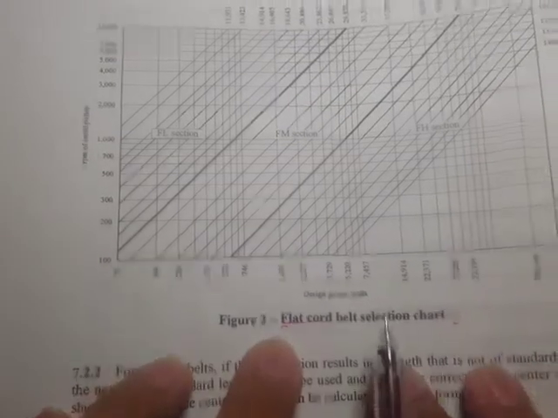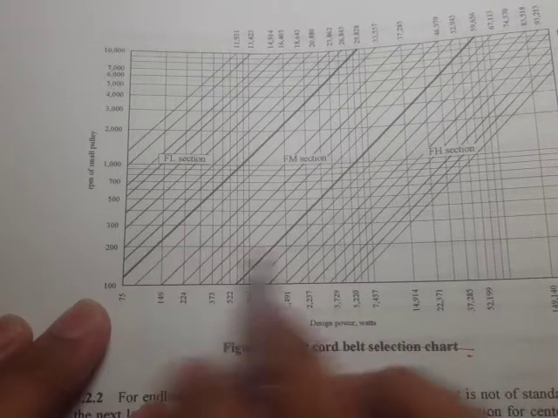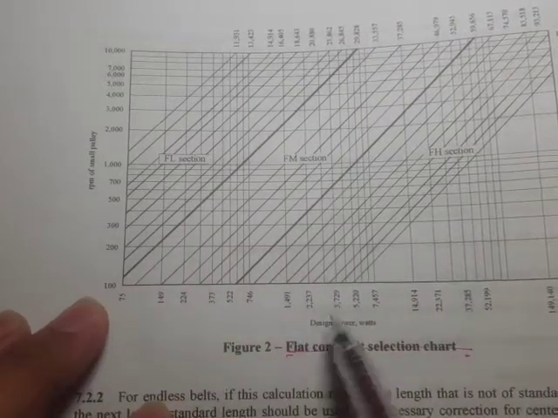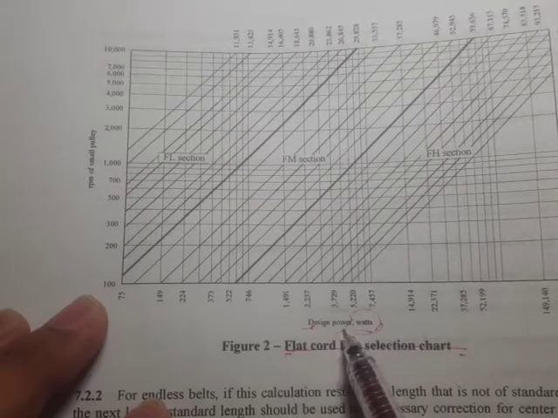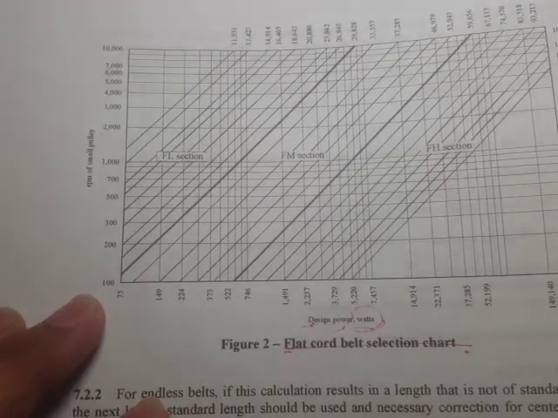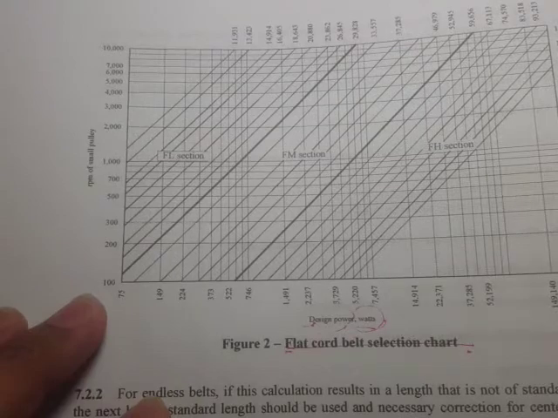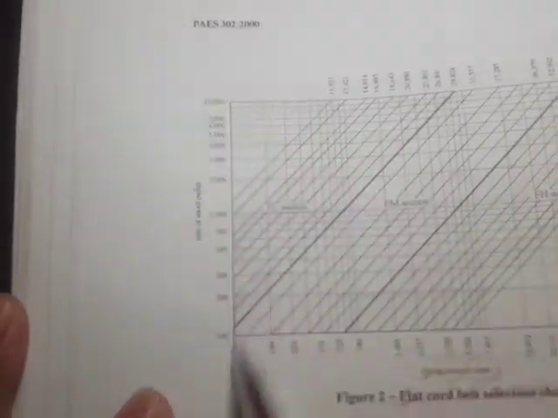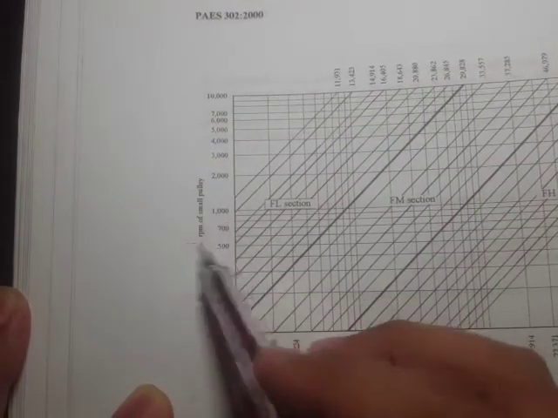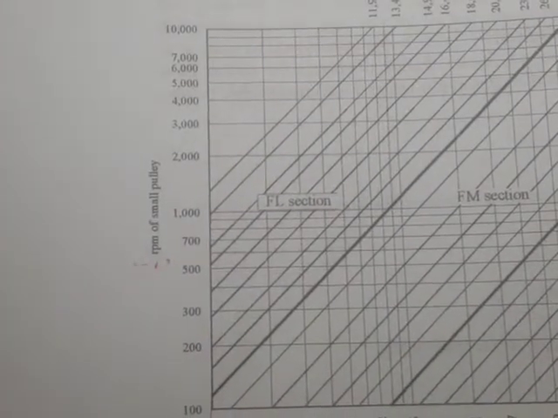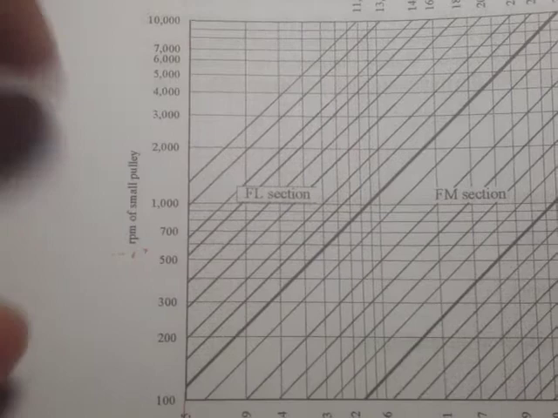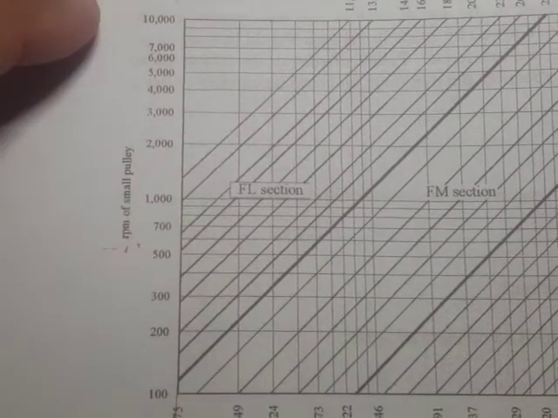So right here we have the horizontal axis. It's the design power, and it's given in watts. So take note, design power, that means that we have to multiply the rated power to the service factor. And the vertical axis is RPM of the faster pulley. Actually, it says small pulley. Okay, but for some catalogs they use faster pulley.